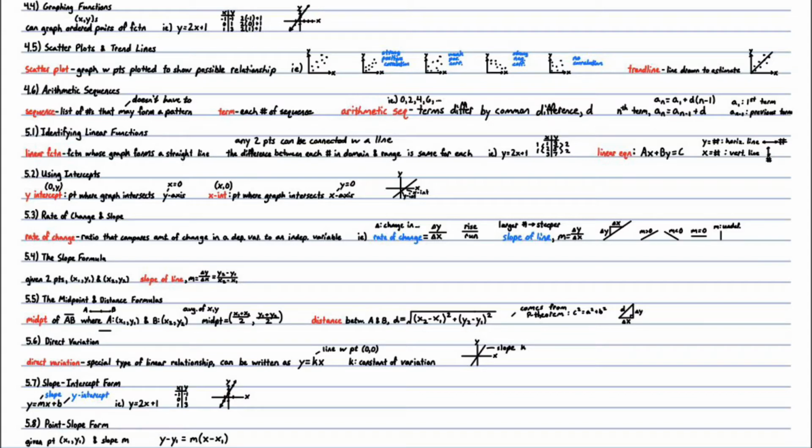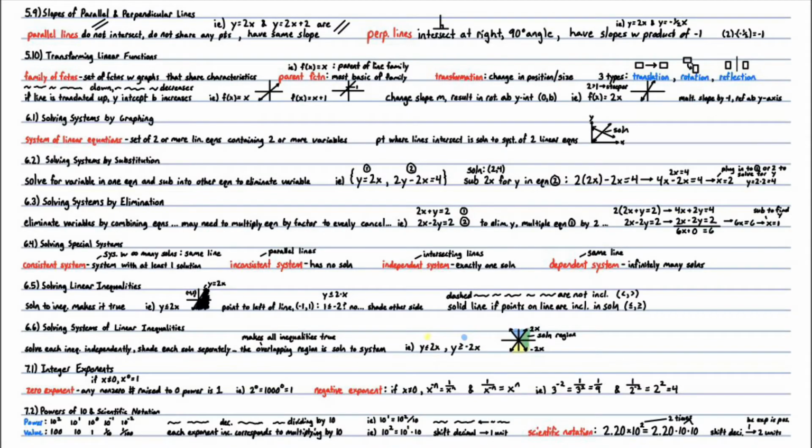Y equals mx plus b, where m is the slope and b is the y-intercept. Point-slope form: given a point (x1, y1) and slope m, the equation of the line is y minus y1 equals m times (x minus x1). Slopes of parallel and perpendicular lines.